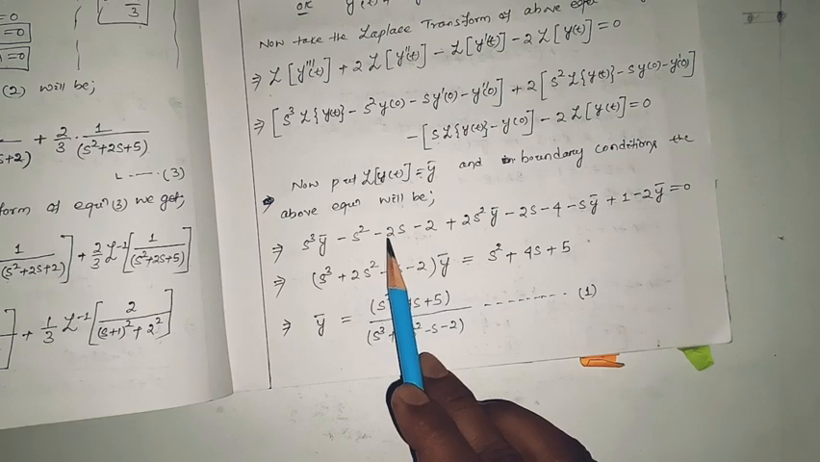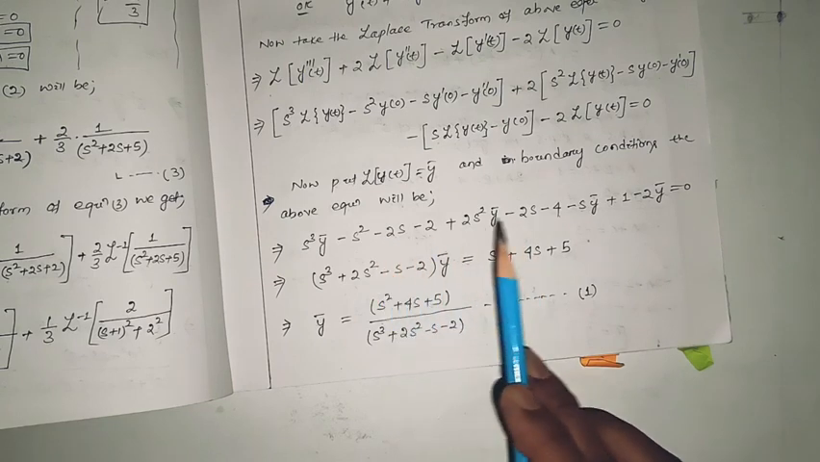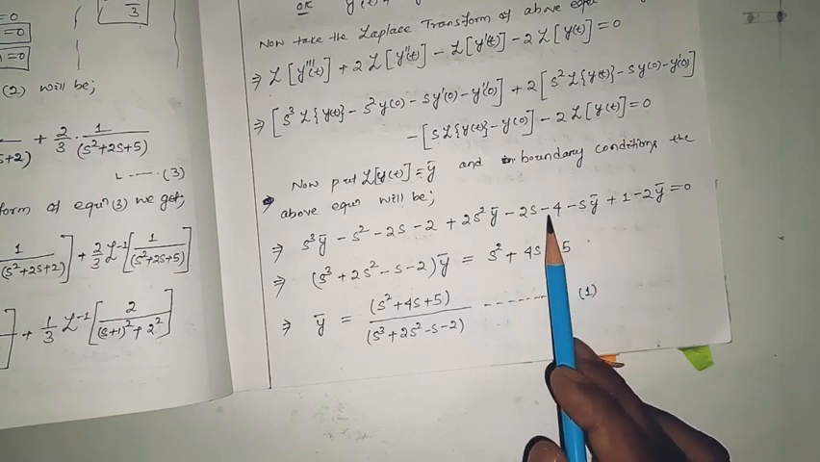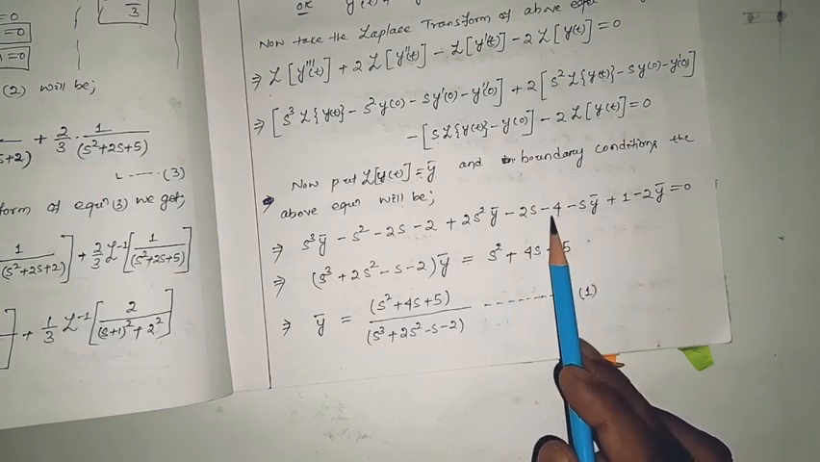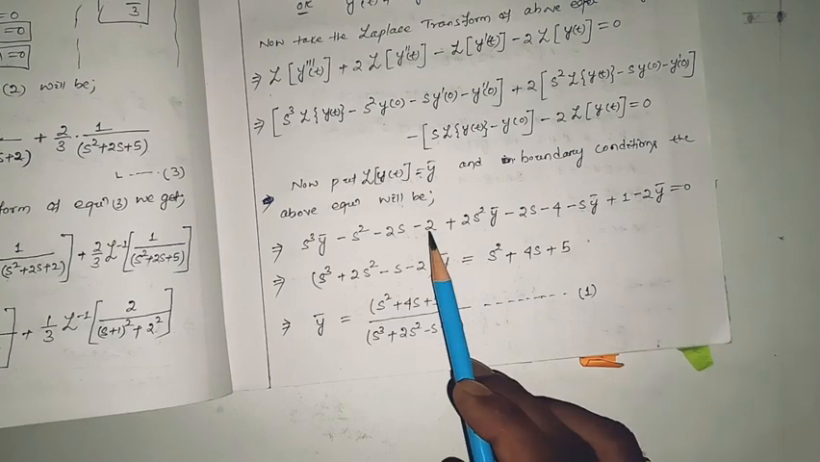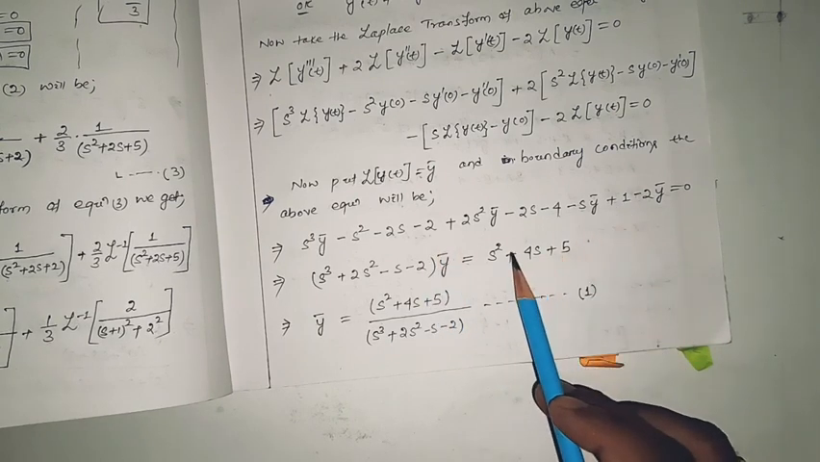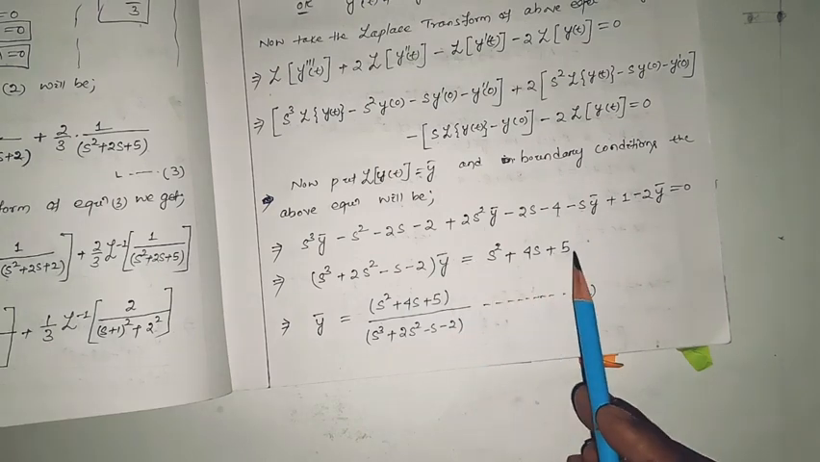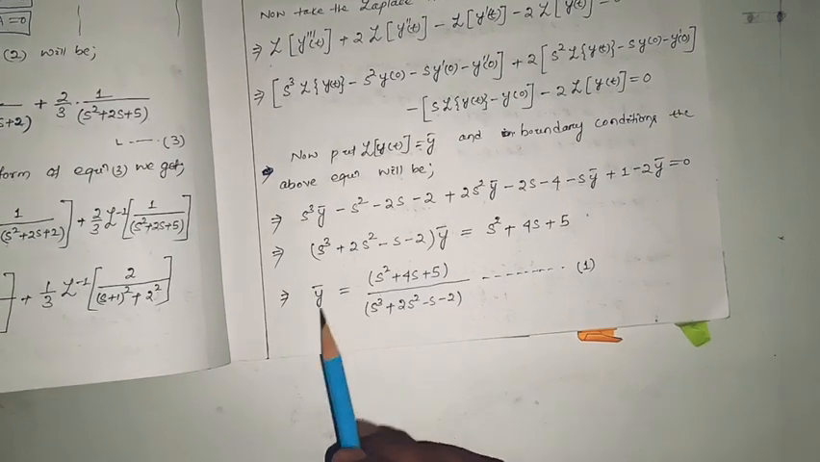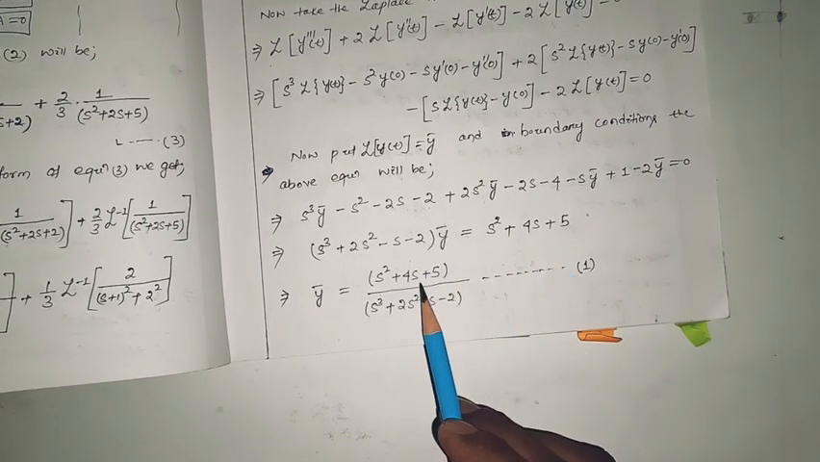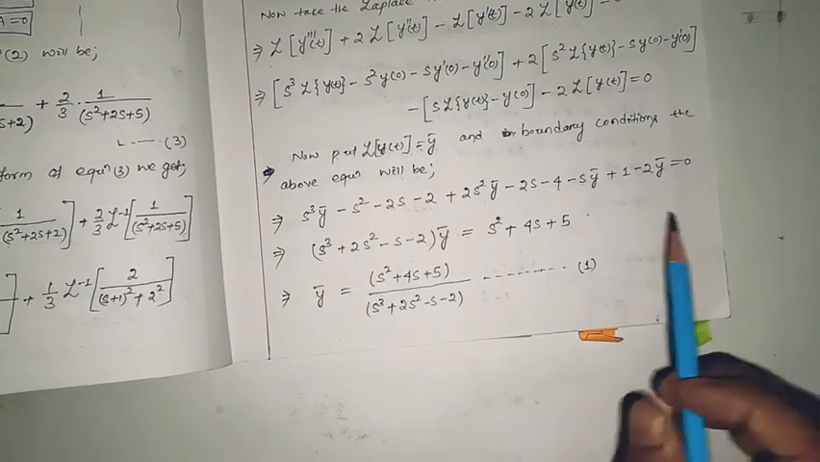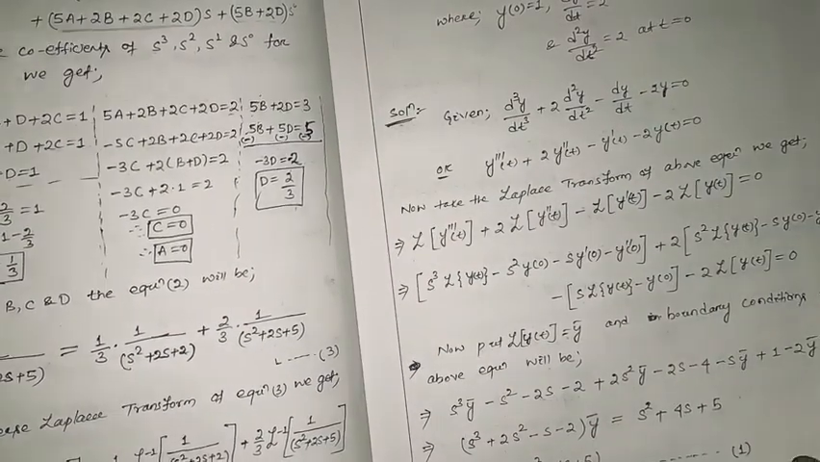So minus 2s and minus 4s are taken to this side, so plus 4s; this is minus 4, minus 2 plus 1, that means minus 5, taken to this side, so plus 5; and minus s squared taken to this side, so plus s squared. So plus 4s plus 5. That implies y bar will be s squared plus 4s plus 5 divided by s cubed plus 2 s squared minus s minus 2. Let this be equation number 1.